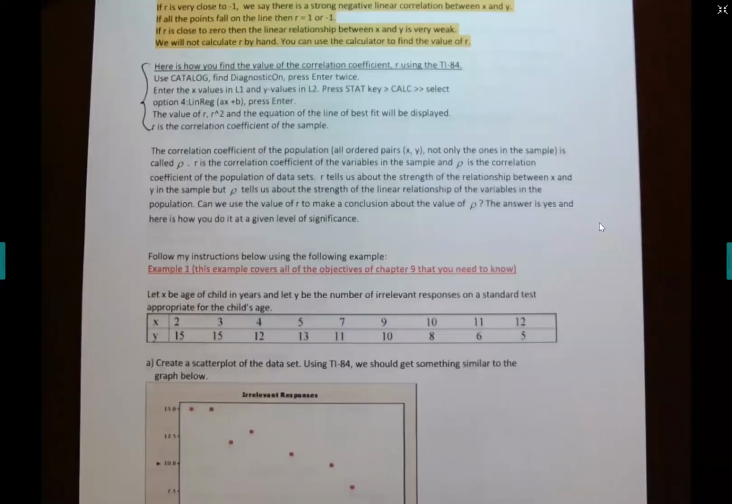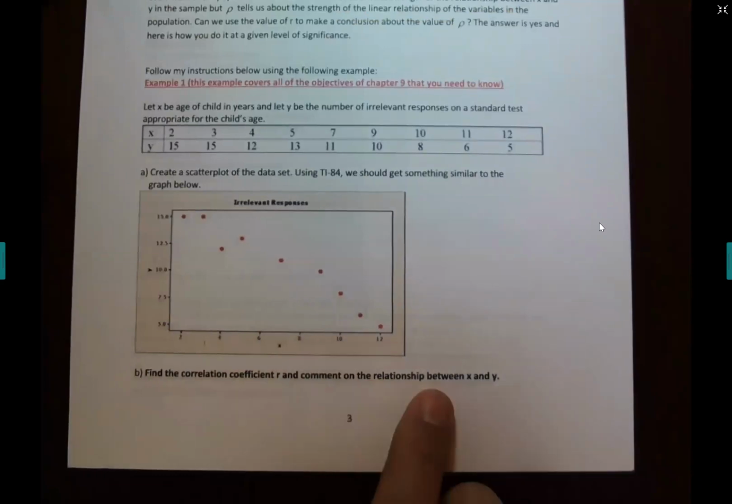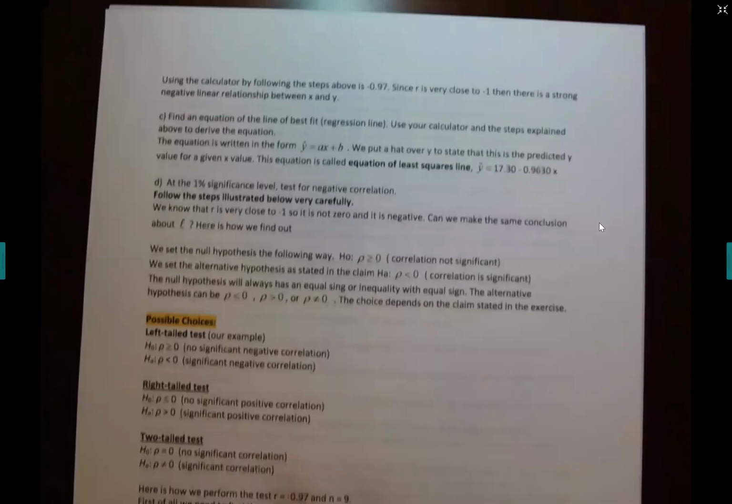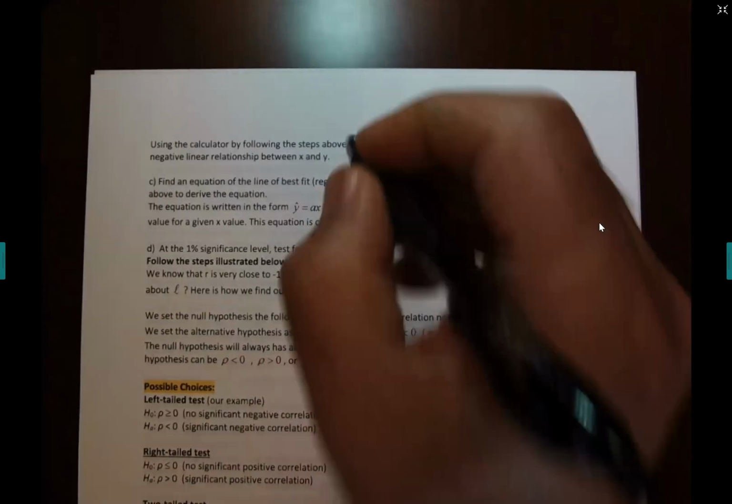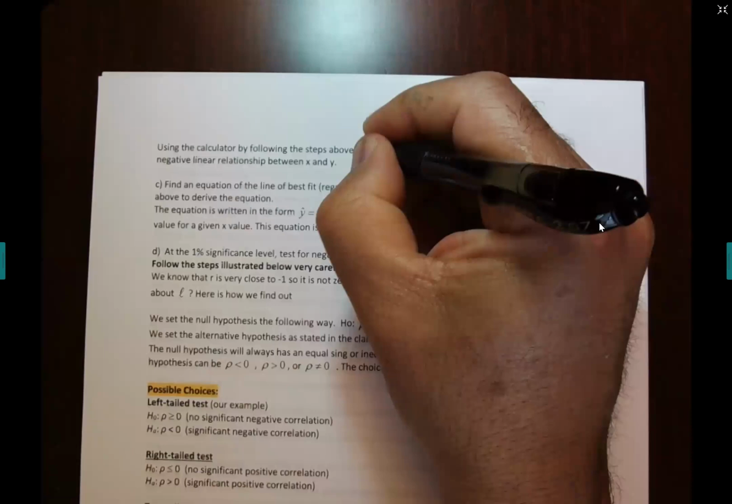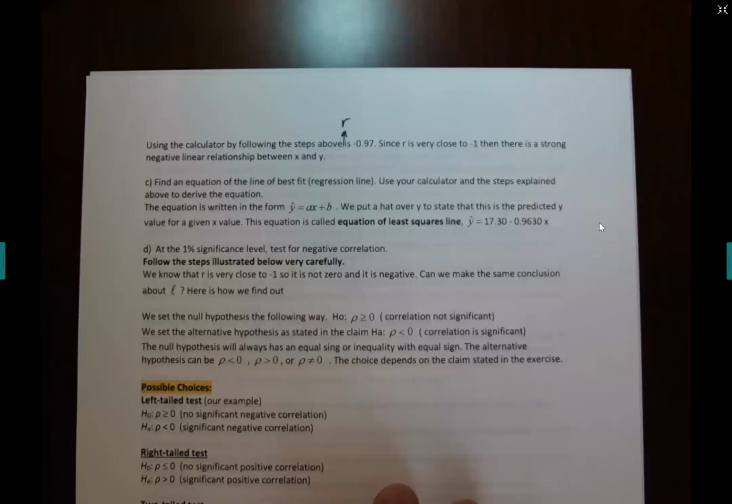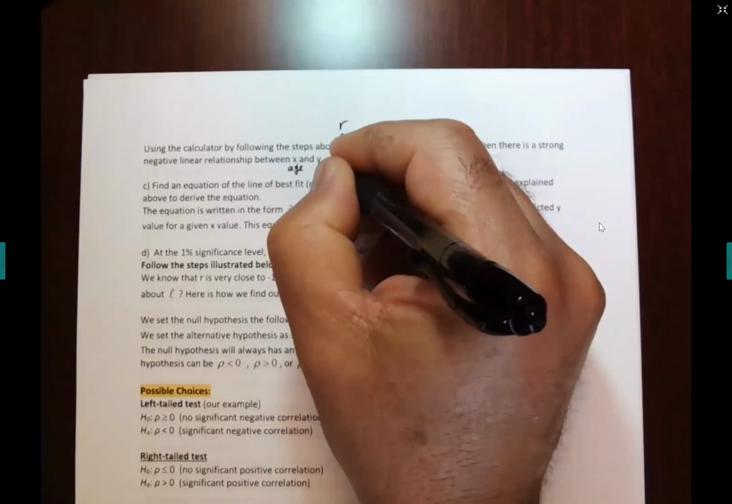So the next question, guys, was find the correlation coefficient and comment on the relationship between X and Y. Let me go to the next page. Using the calculator by following the steps above, R is negative 0.97. Let me put R here. Since R is very close to -1, there is a strong negative relationship between X and Y. X is the age, and Y is the number of irrelevant responses.